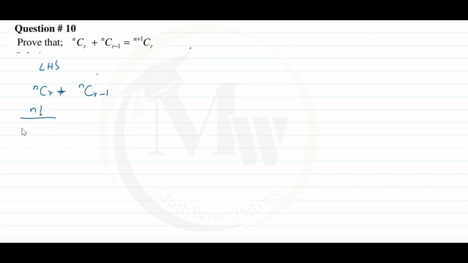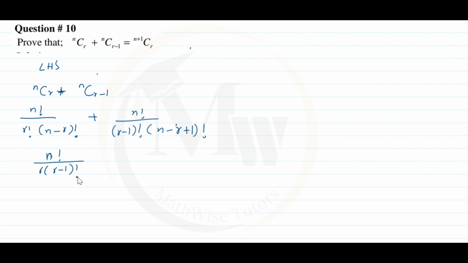Open it up: n factorial over r factorial times (n minus r) factorial, plus n factorial over (r minus 1) factorial times (n minus r plus 1) factorial. Expanding, r factorial is r times (r minus 1) factorial, and (n minus r) factorial stays as it is here. For the second term, we expand (n minus r plus 1) factorial as (n minus r plus 1) times (n minus r) factorial.